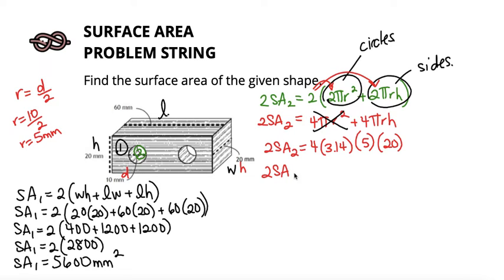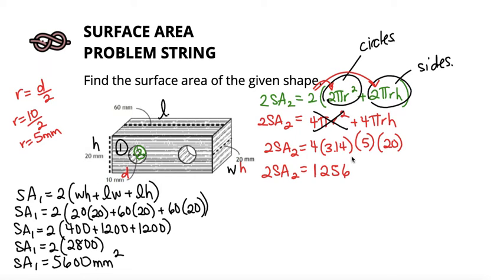So the hardest part is thinking about what parts of the measurements we're referring to. So I'm going to multiply these all together. 4 times 3.14 times 5 times 20 gives me 1,256.